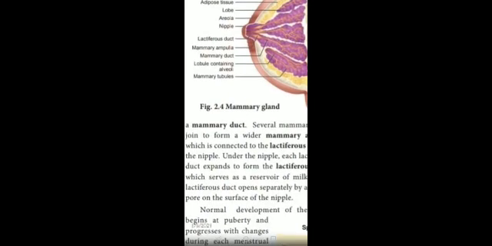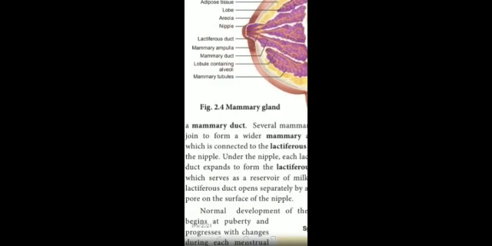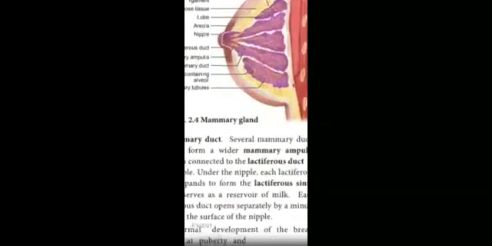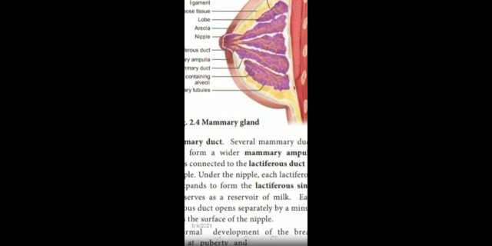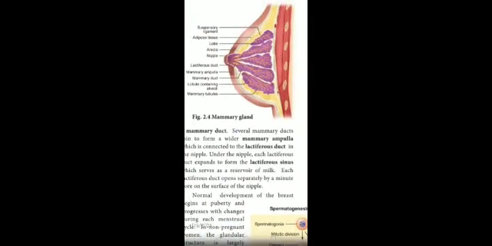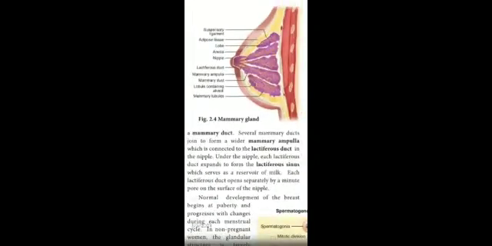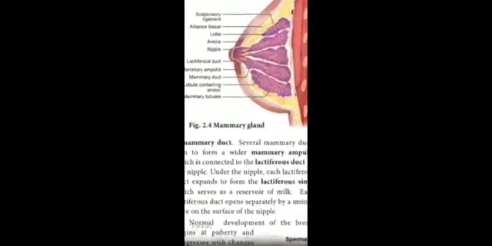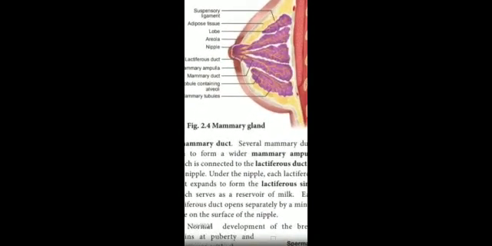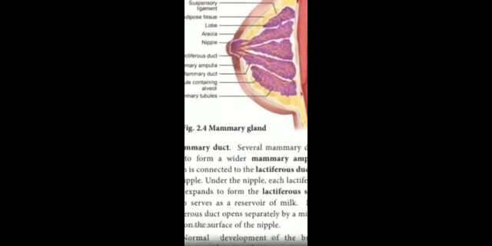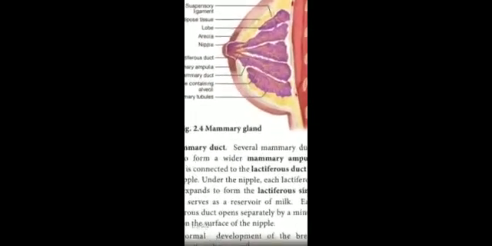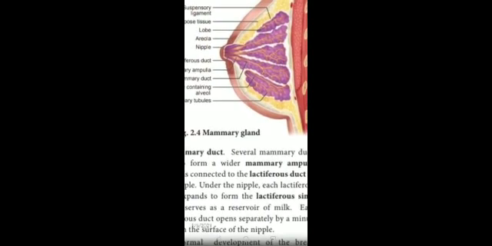Next, each lobe is made up of lobules. The lobules contain acini or alveoli lined by epithelial cells. The cells of the alveoli secrete milk. Underline this one. Which one secretes milk? The cells of the alveoli secrete milk. The alveoli open into mammary tubules.